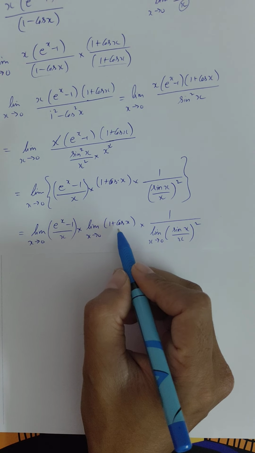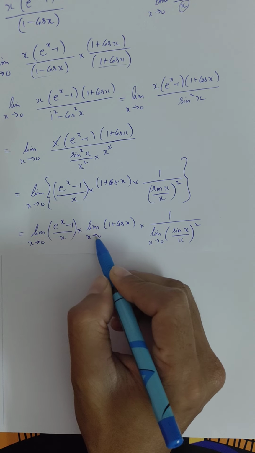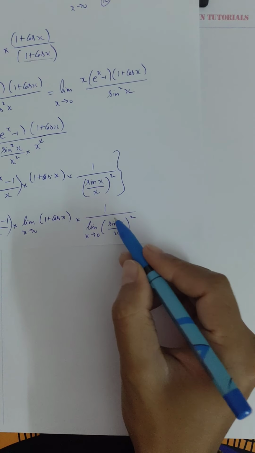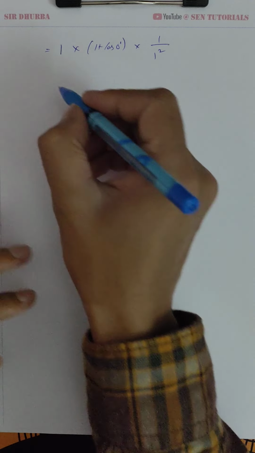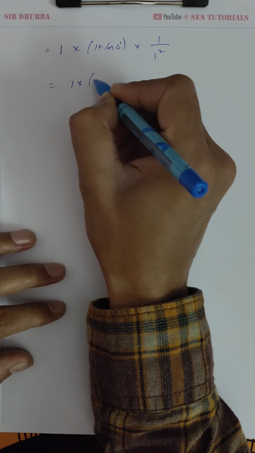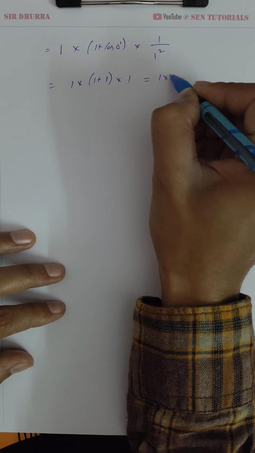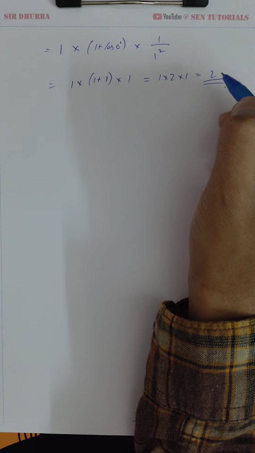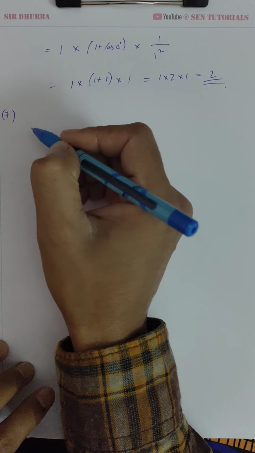We don't have any formulas for this, but here you can just put the value of x equal to 0, so you can just use the limit. So 1 plus cos 0 is how much? 1 plus cos 0 is 2, and this is 1 by 1 square. So that's going to be 1 into 2 into 1. Answer is 2. Okay, question 7.